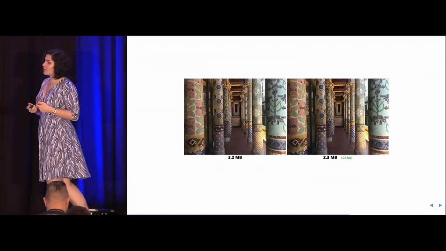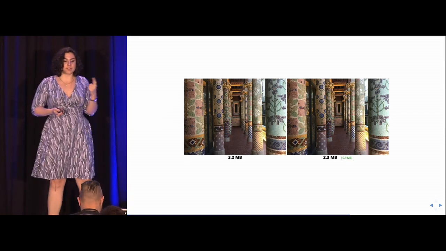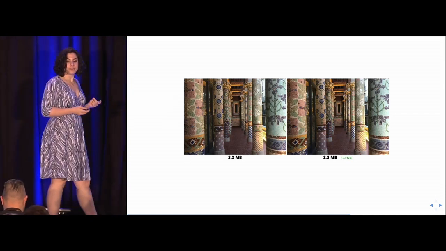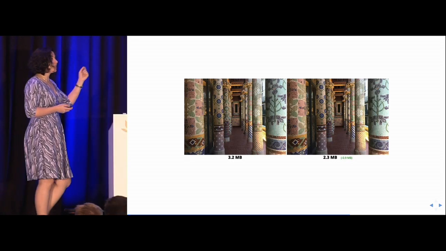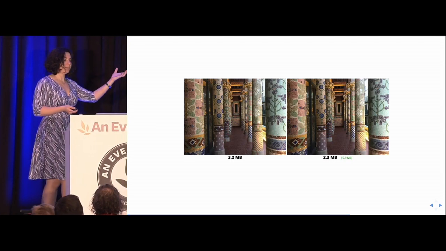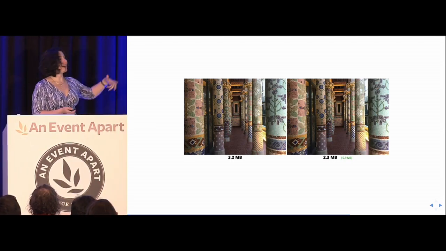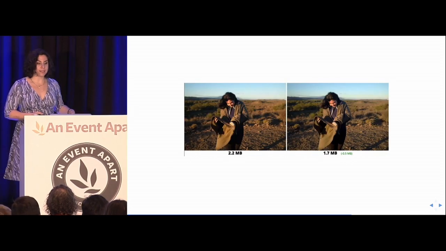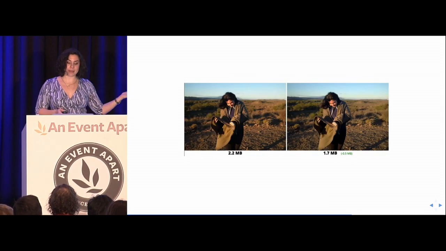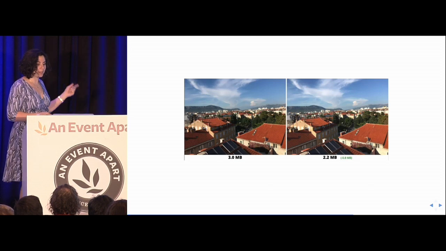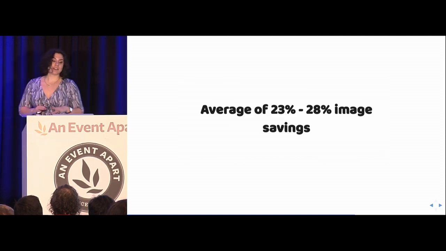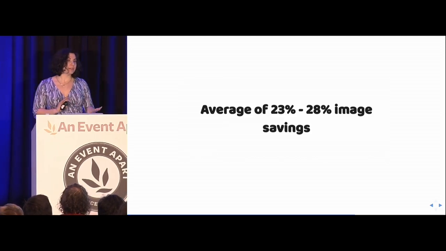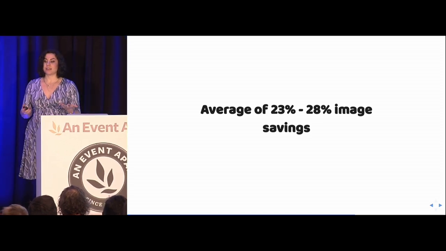These are some of my studies. The first one saves almost a full megabyte of data to send the de-contrasted image with contrast applied with filters. The second one saved about half a megabyte. Then this one saved 0.8 megabytes. I found an average savings of 23 to 28% in image size by doing this technique.